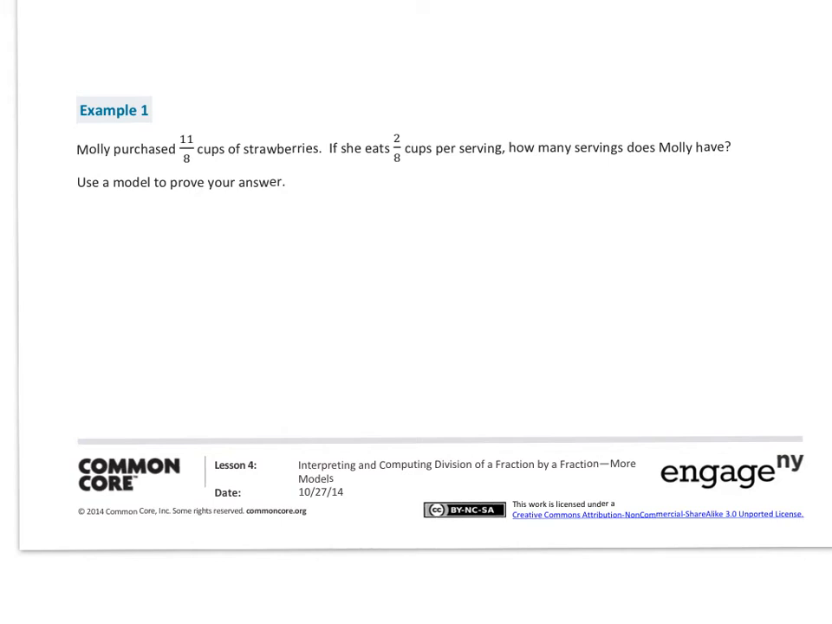Alright, let's check this problem out. Molly purchased 11/8 cups of strawberries. If she eats 2/8 cups per serving, how many servings does Molly have? Use a model to prove your answer.